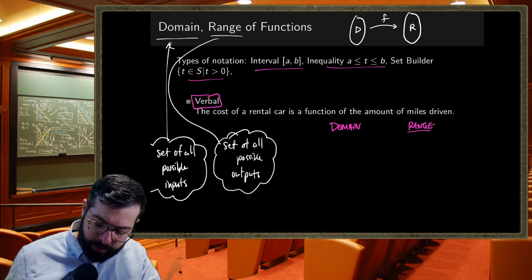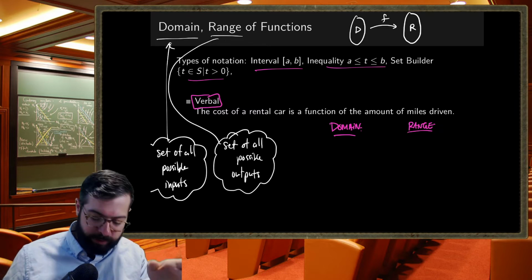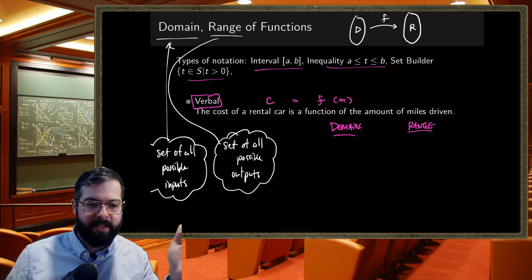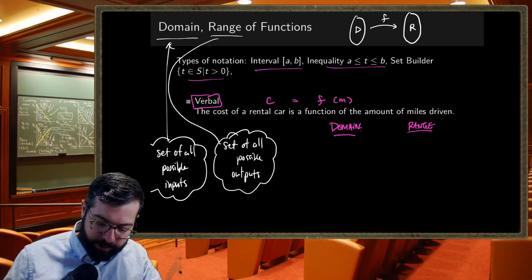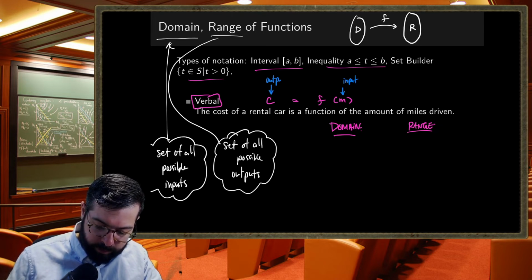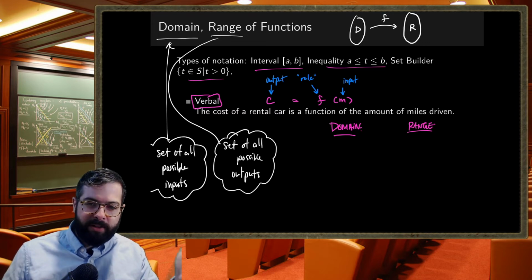So what are some acceptable inputs for this? Well, remember the cost of the rental car, let's call that C, is a function of the number of miles driven. Let's call that M. So we could say C is the output of the function f of m, where m is the input. We might actually mark this in here in case we're feeling rusty. And f is the rule or the function. So what are the possible inputs here then? That means what are possible amounts of miles driven?